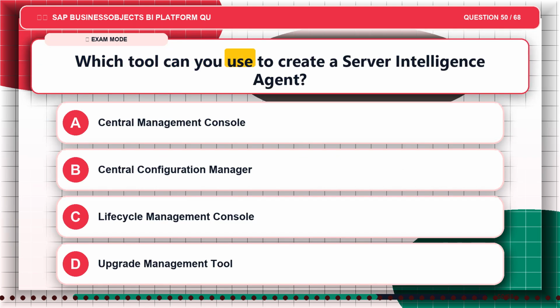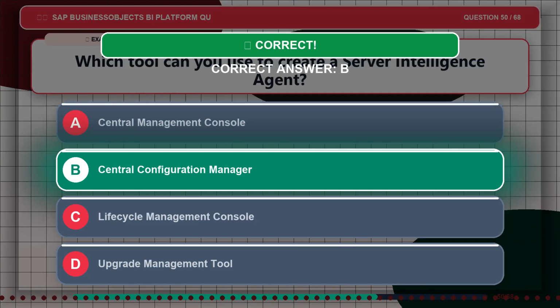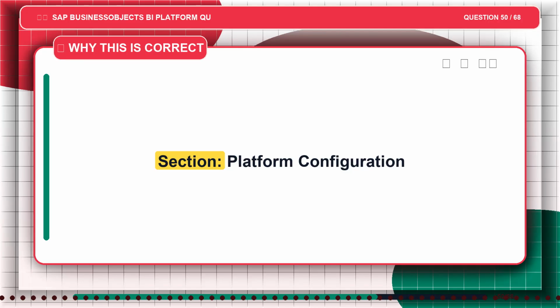Which tool can you use to create a server intelligence agent? Option A. Central Management Console. Option B. Central Configuration Manager. Option C. Lifecycle Management Console. Option D. Upgrade Management Tool. The correct answer is option B. Central Configuration Manager. Section, Platform Configuration.